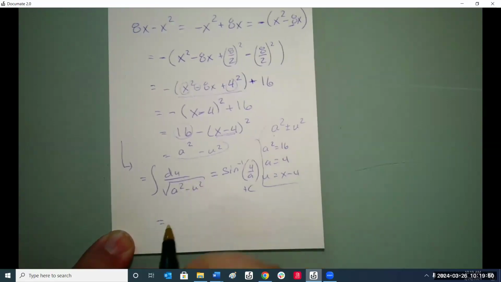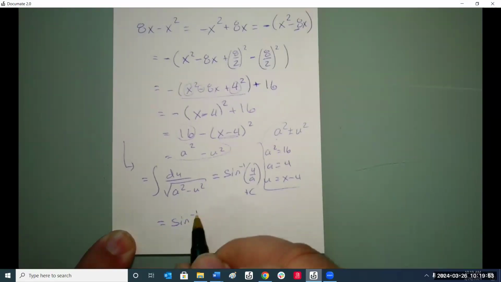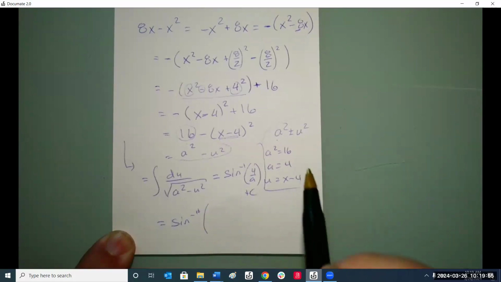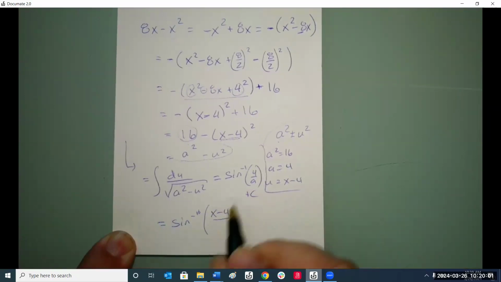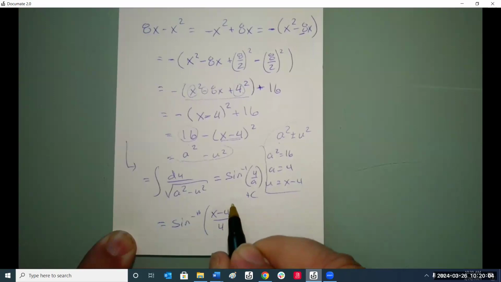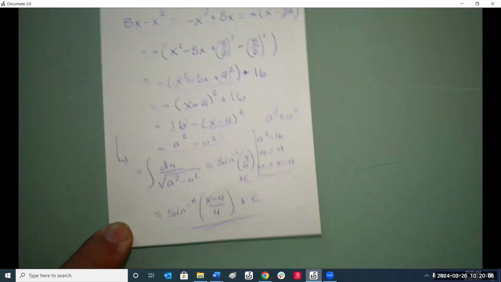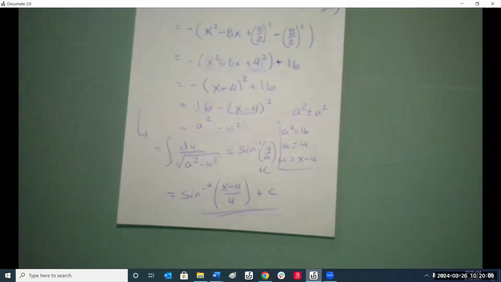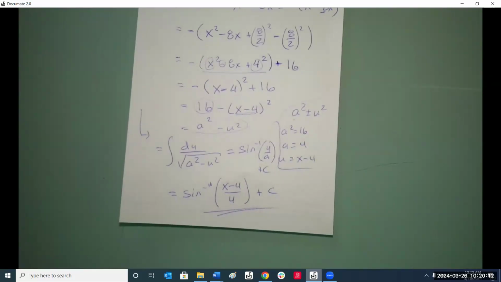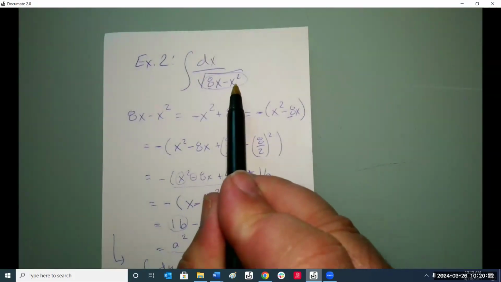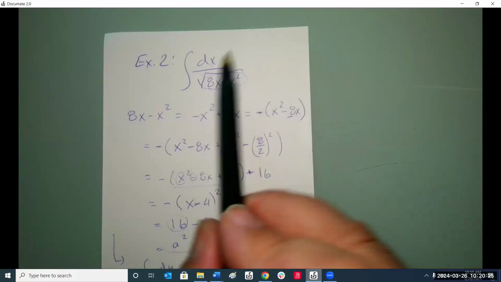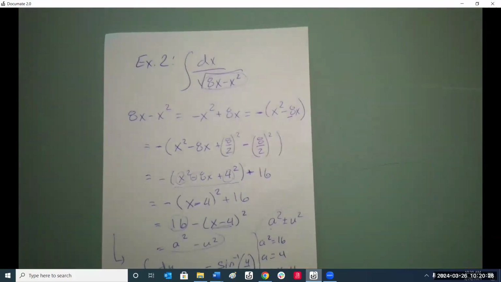So plug everything back. We have the inverse sine. U we defined was x minus 4 over a. A is 4. And there we have our answer. Again, this is the hardest part, because we know we have to use complete the square because it's quadratic in form. We have x squared and 8x, so we complete the square. And there's nothing on top, so that's a good sign.